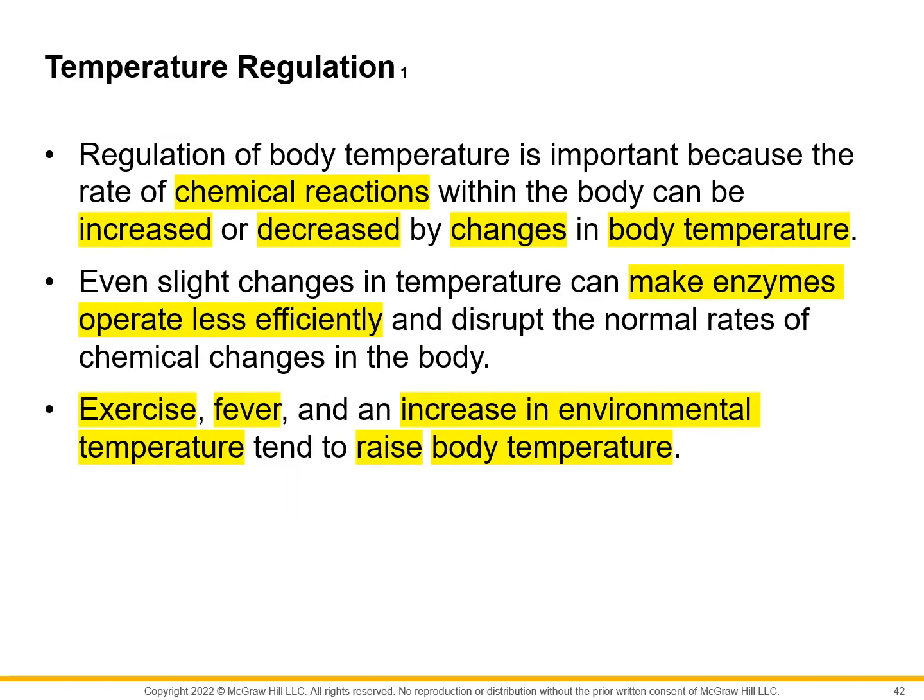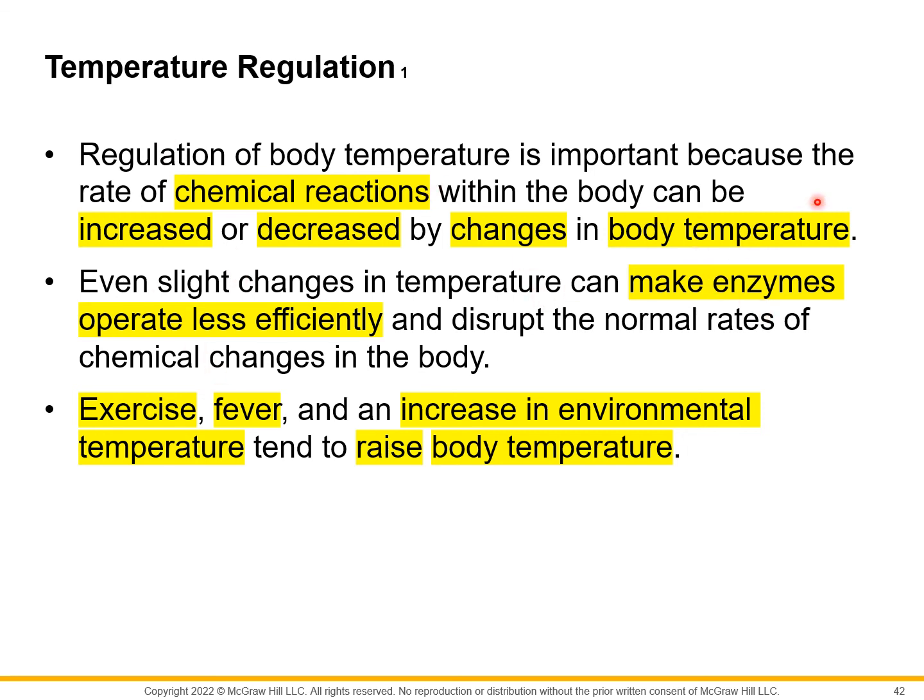Next, let's talk about temperature regulation. So, chemical reactions within the body can increase or decrease changes in body temperature. Alright? So, ayan po. Kapag hindi stable yung body temperature natin, either kapag masyado tayong nilalamig or kapag, for example, biglang tumaas naman yung body temperature natin kapag nilalagnat tayo, this could affect the enzymes and enzymatic reactions that is happening in our body. So this could make the enzymes operate less efficiently.